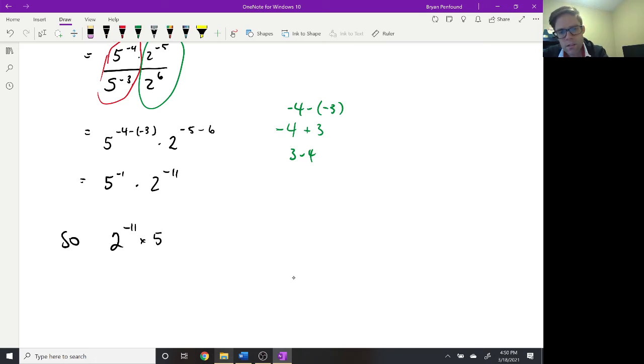So there's two ways we can do this. It really just depends on your personal preference. I'm fine with you leaving this as 2 to the minus 11, 5 to the minus 1. Or if you want, we could rewrite this with positive powers. So I could push both of these down into the denominator, and we would get 2 to the 11 times 5 in the denominator.